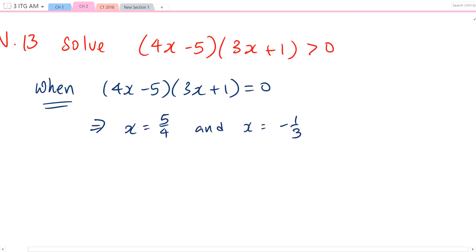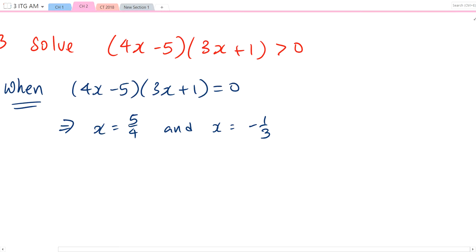I want to be able to sketch the graph. Is it a parabola opening upwards or downwards? Upwards. X over here. What are the roots? Where does it intersect the x-axis? Yeah, negative 1/3 or, sorry, the other one is 5 over 4.